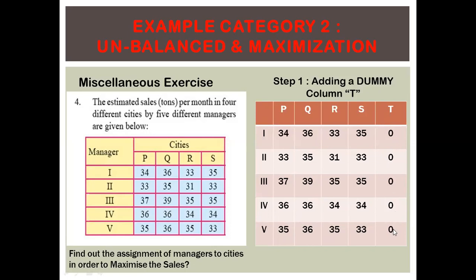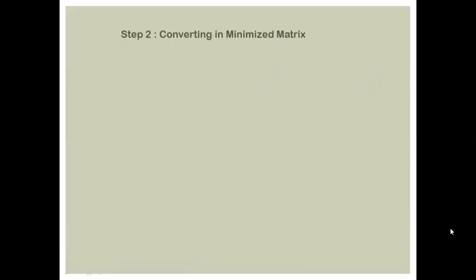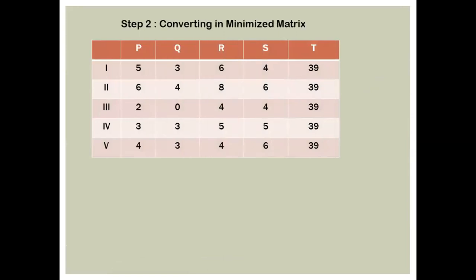Moving on to the next step, that is converting it into a minimized matrix. That is, the maximum number in the matrix is 39. So you will subtract all the numbers from 39 and you will get a matrix like this. So remember, class, whenever you subtract the numbers, you will get it like this. And 39 minus 39 gives you a 0. Also, 39 minus 0 gives you 39. So that is why the entire last column has changed from 0 to 39.